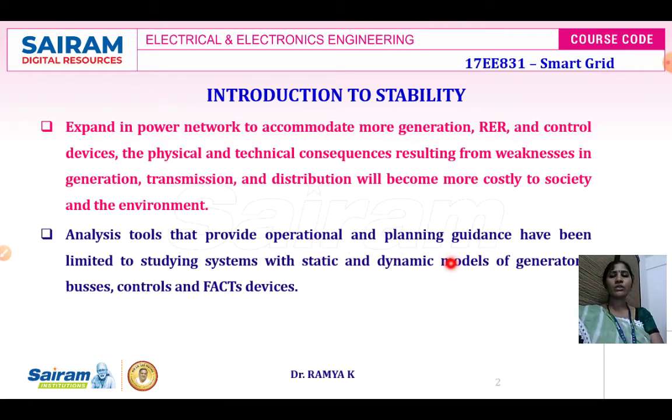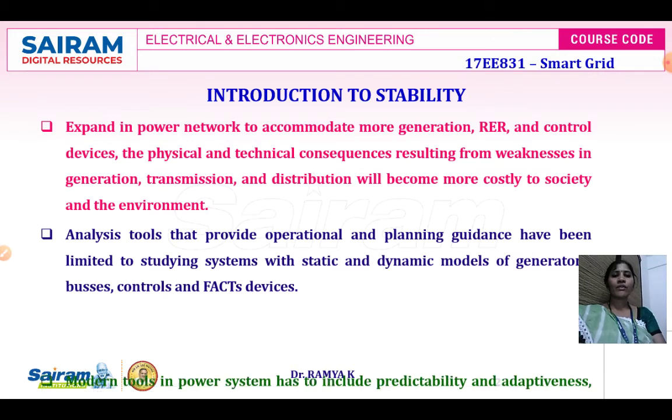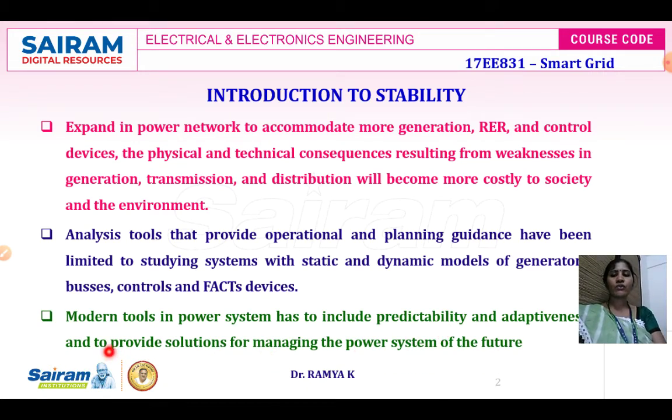We can upgrade the tools in order to include predictability, adaptiveness, operability, controllability, everything. Controllability, in the sense, means we can have control over the state variable parameters. Observability, in the sense, means in order to identify the unknown parameters, we can include observability. And also some limited tools with respect to predictability and adaptiveness can be included in future. So this is going to give the modern tools in the power system, which include predictability and adaptiveness, and provide the solution for managing the power system for the future.